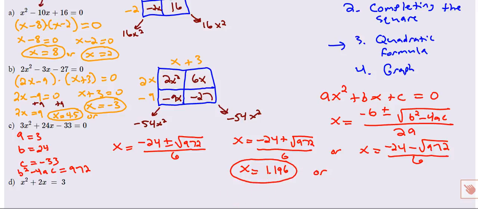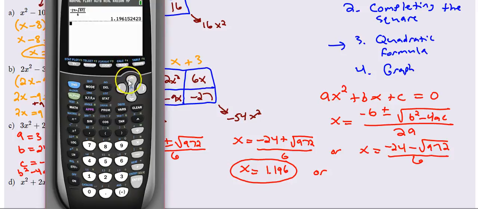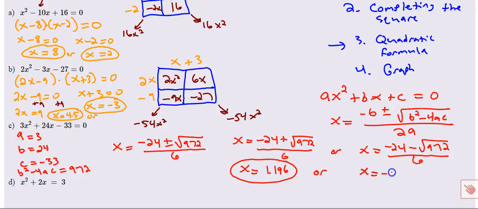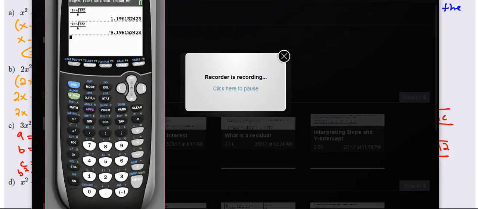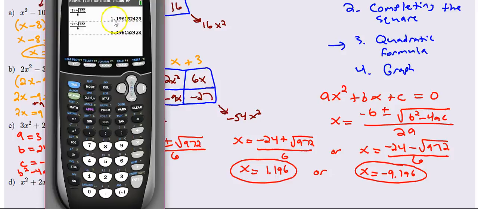Or my other one is the exact same thing with a minus. So I can just go up and grab that. I'm going to hit up and then hit enter to grab it, and just go change the plus to a minus. Enter. Negative 9.196. Because these ended up with strange decimals that seem to go on forever and never end, that's why we needed the quadratic formula. These would not have factored.